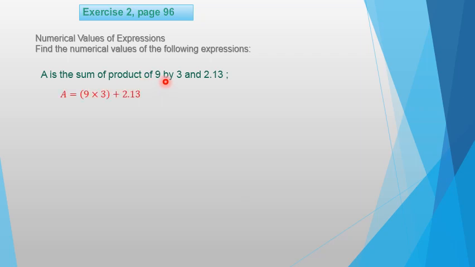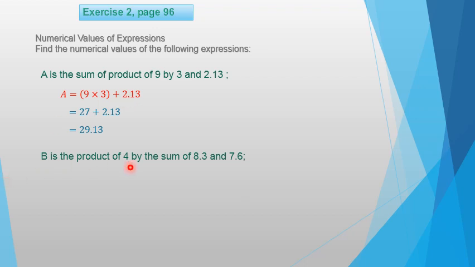Here I should start here. Product of 9 by 3, so it's 9 times 3. A is the sum of 9 times 3 and 2.13. So A is 9 times 3 plus 2.13. 9 times 3 is 27. And if we add 2.13 to 27, the total answer will be 29.13. This is the answer of A.